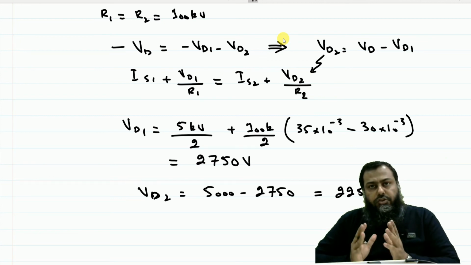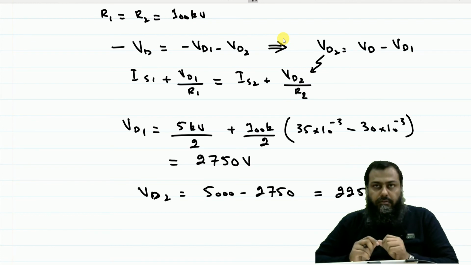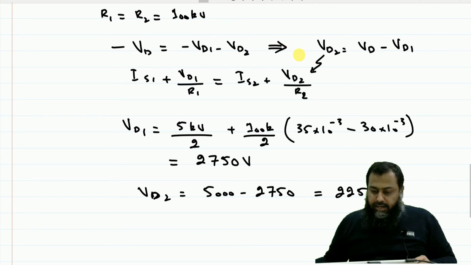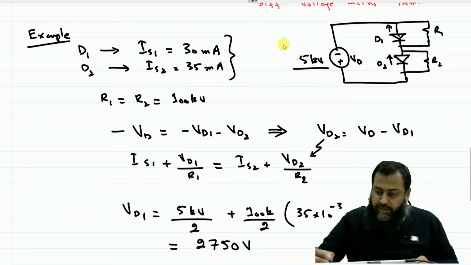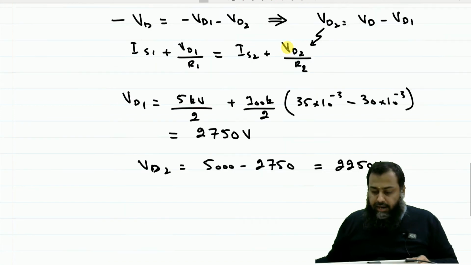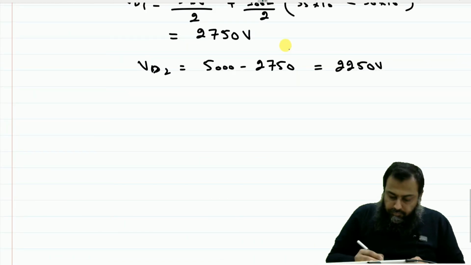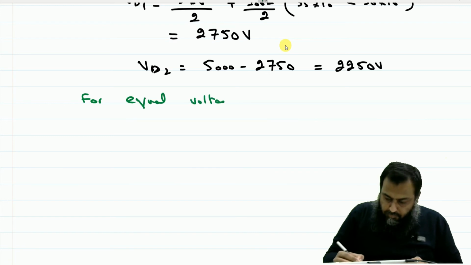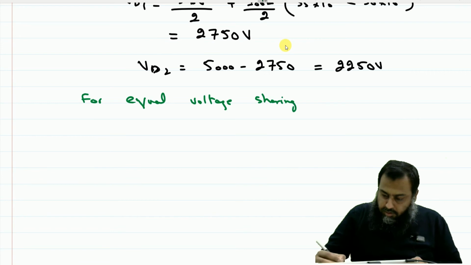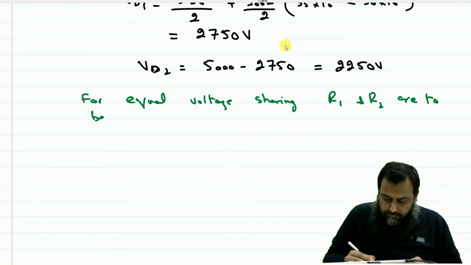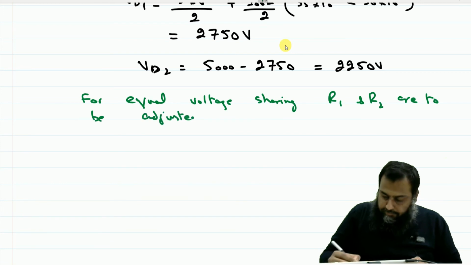So therefore, the choice of the resistance plays an important role in defining the exact amount of the voltage sharing between these two diodes. So how can we solve this? Let us say we want to have equal voltage shared between these diodes D1 and D2. For equal voltage sharing, R1 and R2 are to be adjusted accordingly.